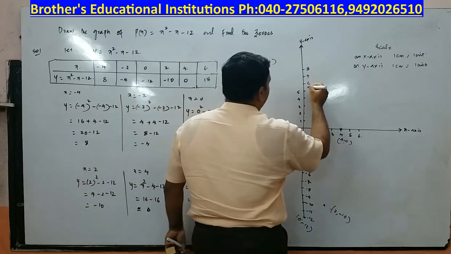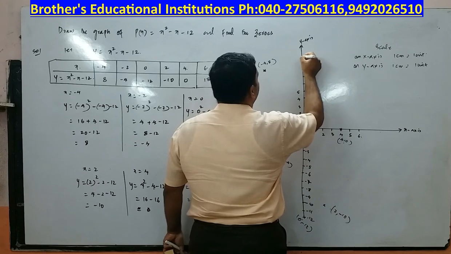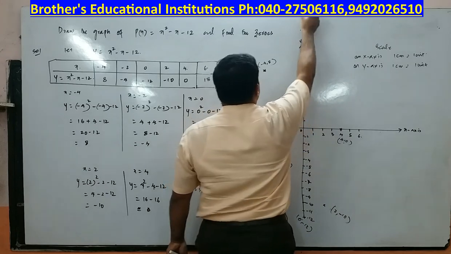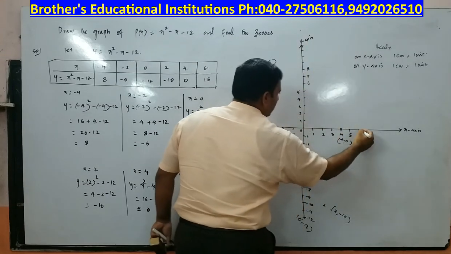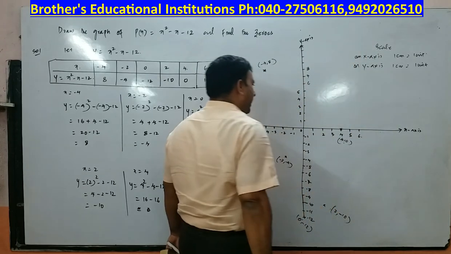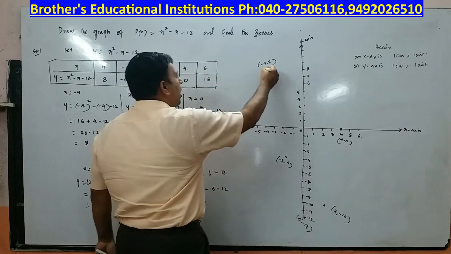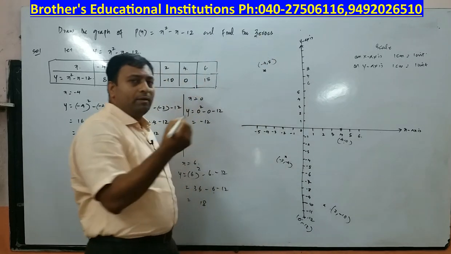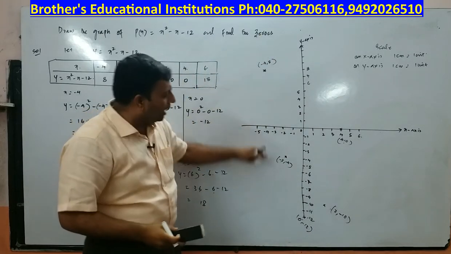So I will have to plot 5, 6, 7, 8, 9, 10, 11, 12, somewhere 18 I will get here. So for x is equal to 6, what is the y value? Somewhere there up in the sky. Alright, now once you do those things, all I need to do is with the free hand, I have to join these points.